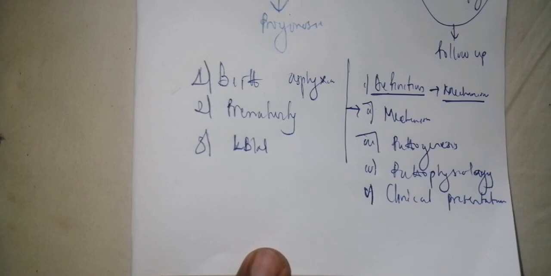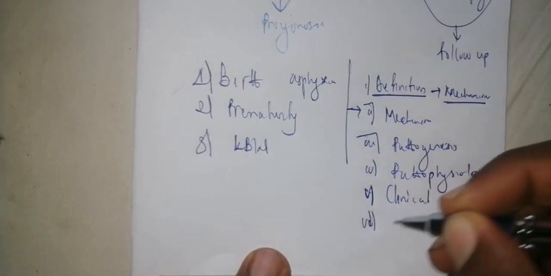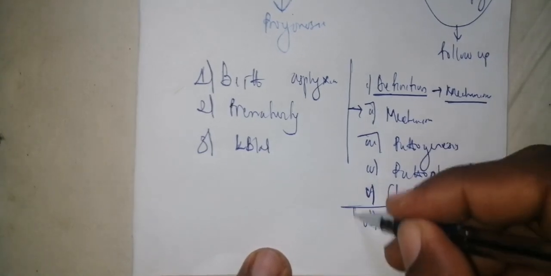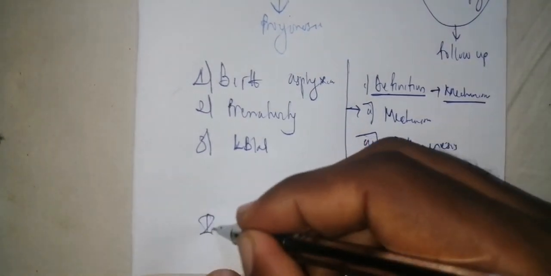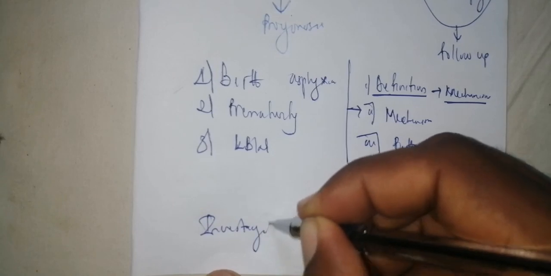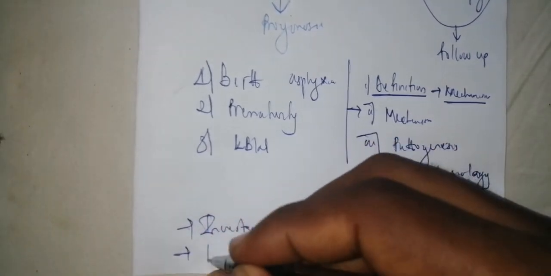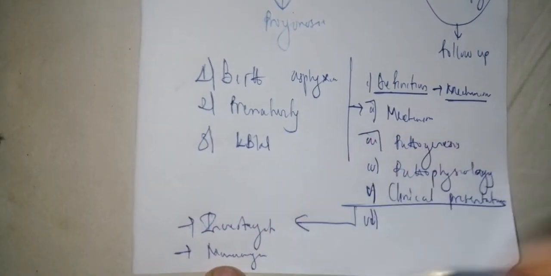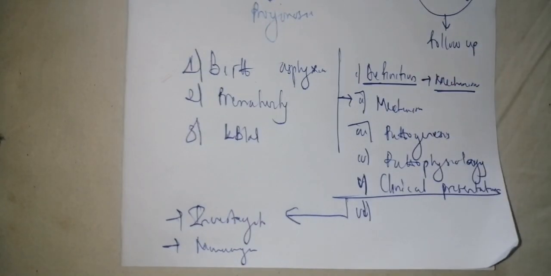Lastly, we are going to go to the next part of our tutorial, which is going to be the investigations, and also management and the follow-up. So that's generally how we're going to visualize the tutorial on birth asphyxia and prematurity.